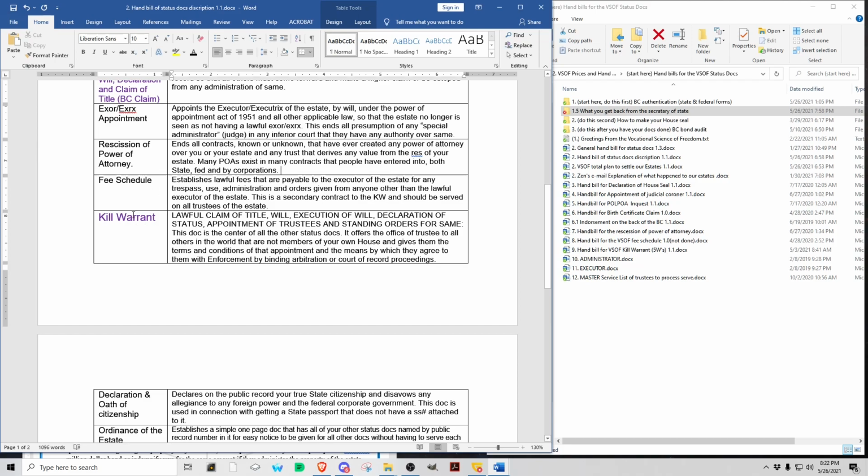So these two are interchangeable as far as which one you put in the stack first. I would put the fee schedule underneath the kill warrant, which I think is how I have it in the checkoff sheet, but it's no big deal. You can do it either way. So what does the fee schedule do?